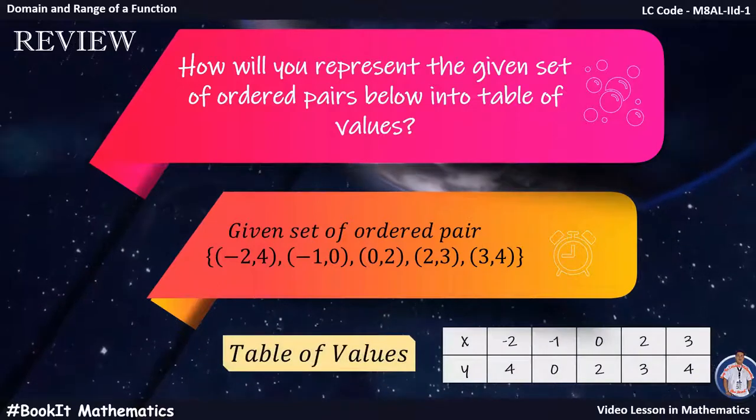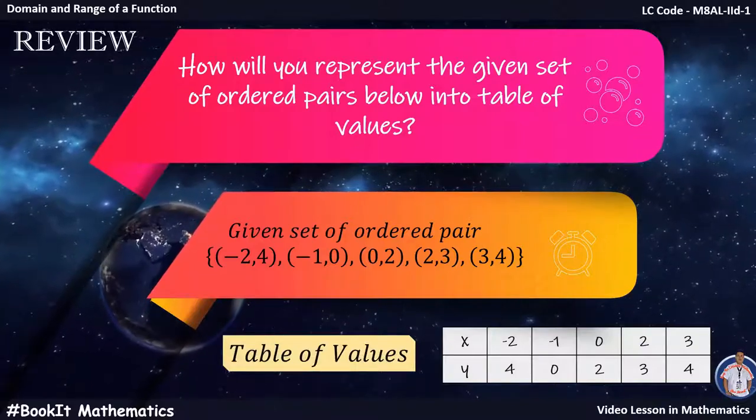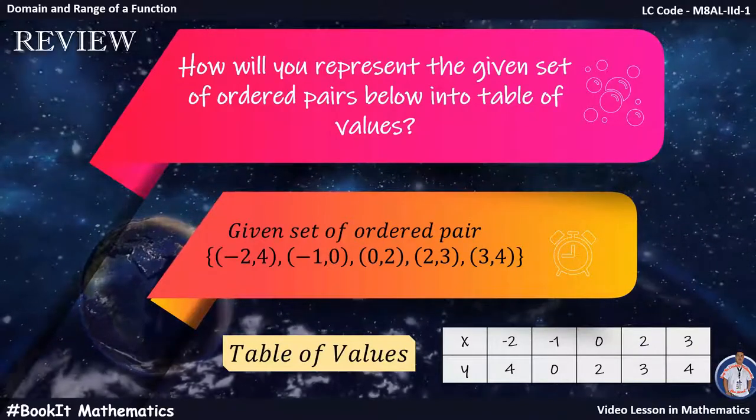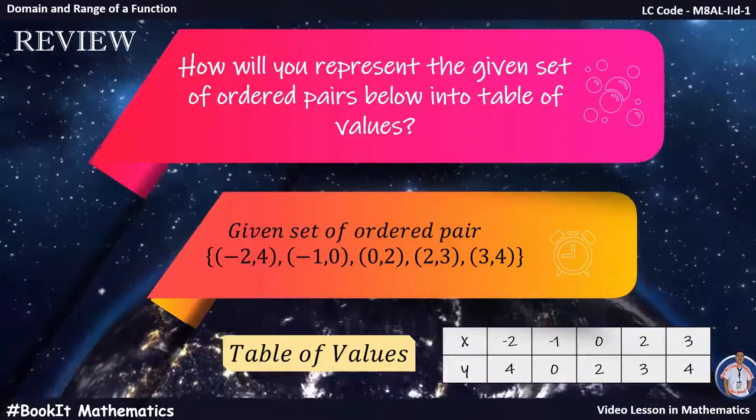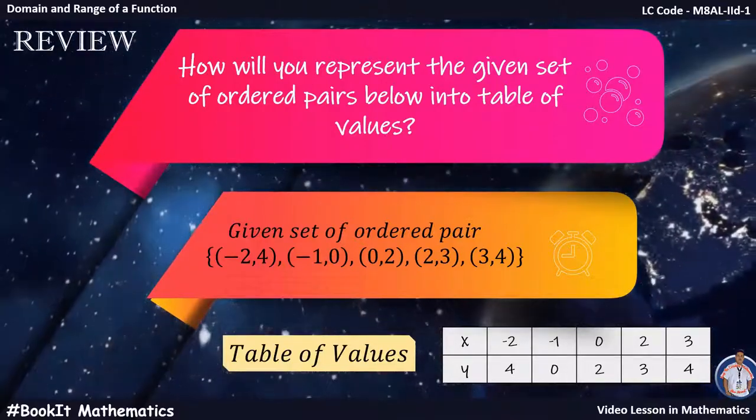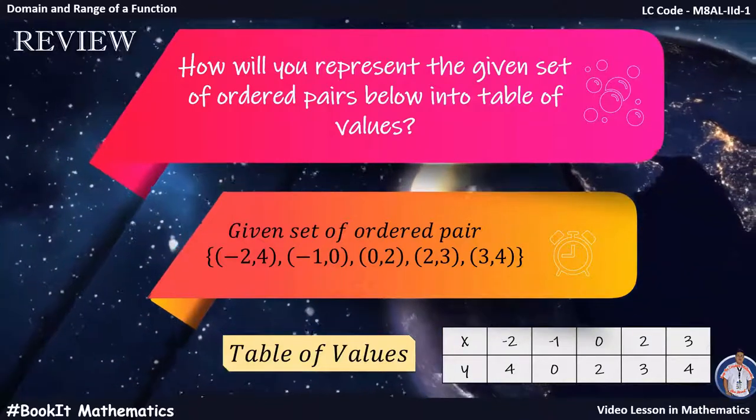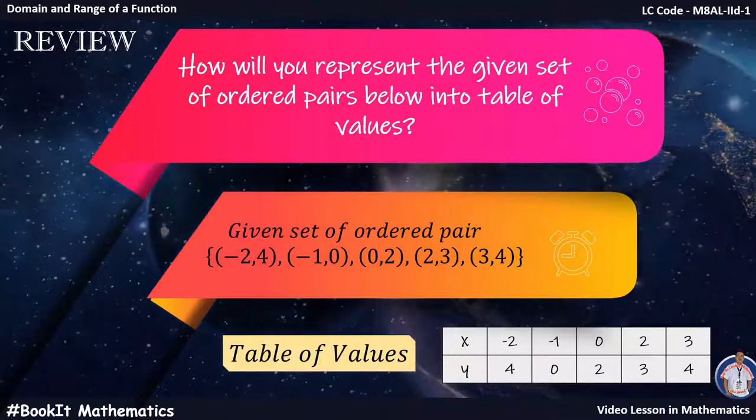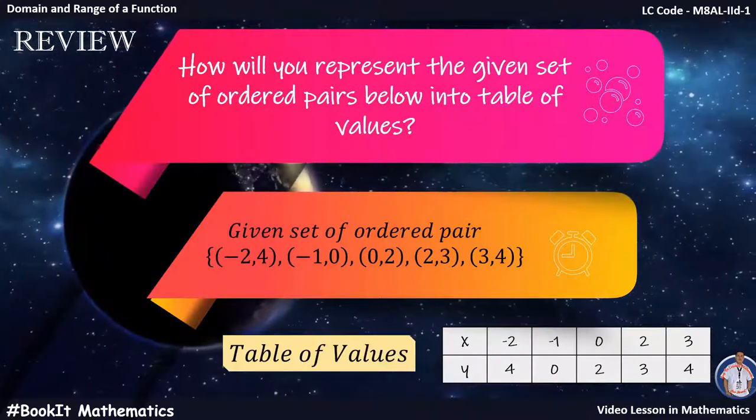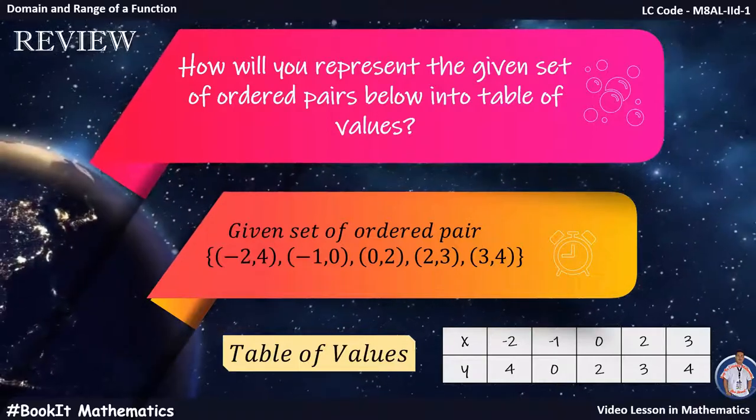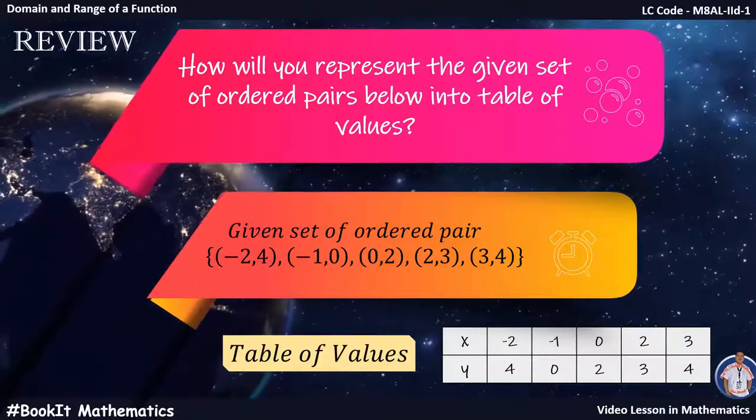And so now we have our table of values. We have first the table x, or the values of x. Note that these values are the first coordinates in an ordered pair. So we have negative 2, negative 1, 0, 2, and 3. Then we have the values for y, or the second coordinates in an ordered pair. We have 4, 0, 2, 3, and 4. So this is how we represent the given set of ordered pairs using a table of values.